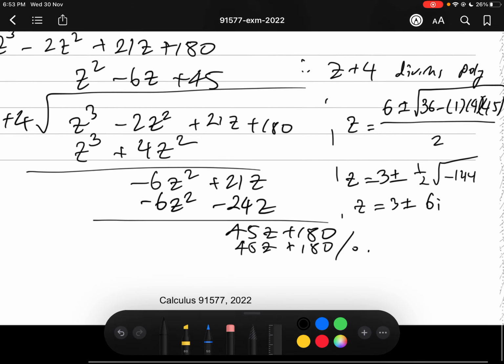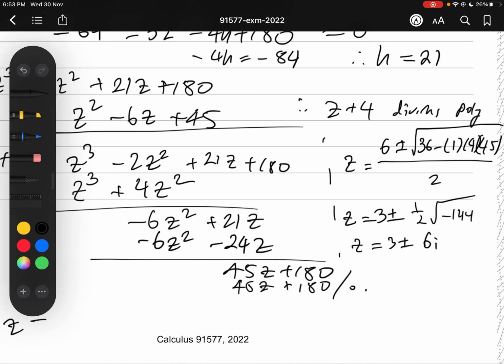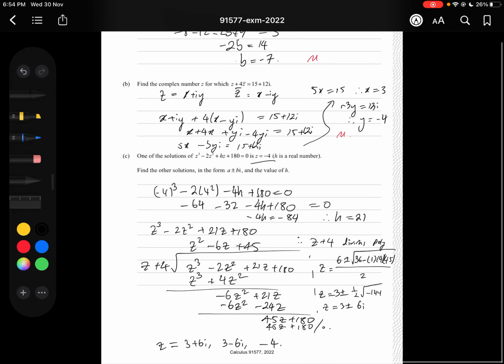So the solutions would be z equals 3 plus 6i, 3 minus 6i, and -4. And that's our completion for this question. Quite a lot of work, to be fair, but it is what it is. And to get a merit grade for this question, you should be able to find all three solutions and the h value. So both would be an achieved grade. And if you can find the value of h, I'm pretty sure that should be an achieved. So there.